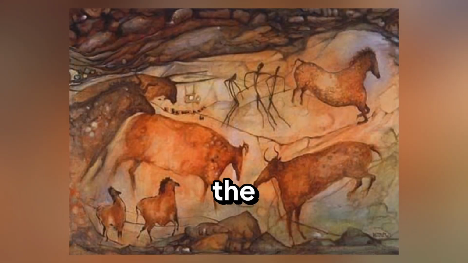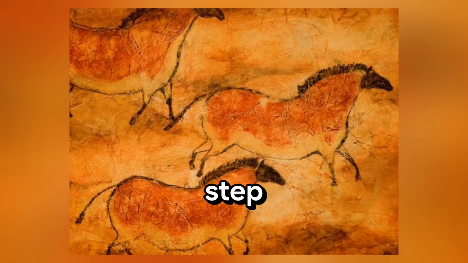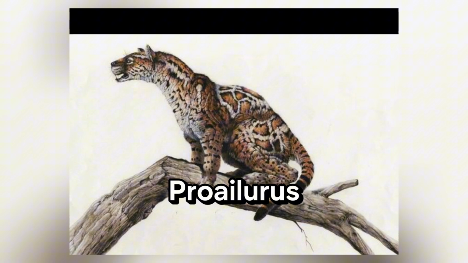Chapter 1. The Accidental Ancestor. If we travel back 55 million years, early mammal ancestors were running around, but the actual cat prototype didn't step onto the scene until about 30 million years ago. Meet Proailurus. Its name literally means before cat.